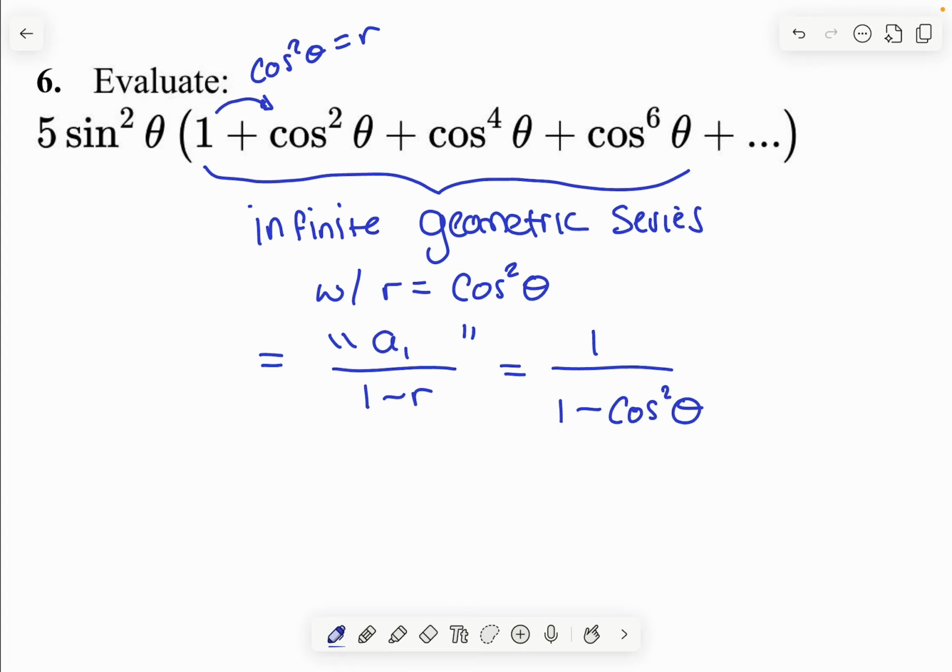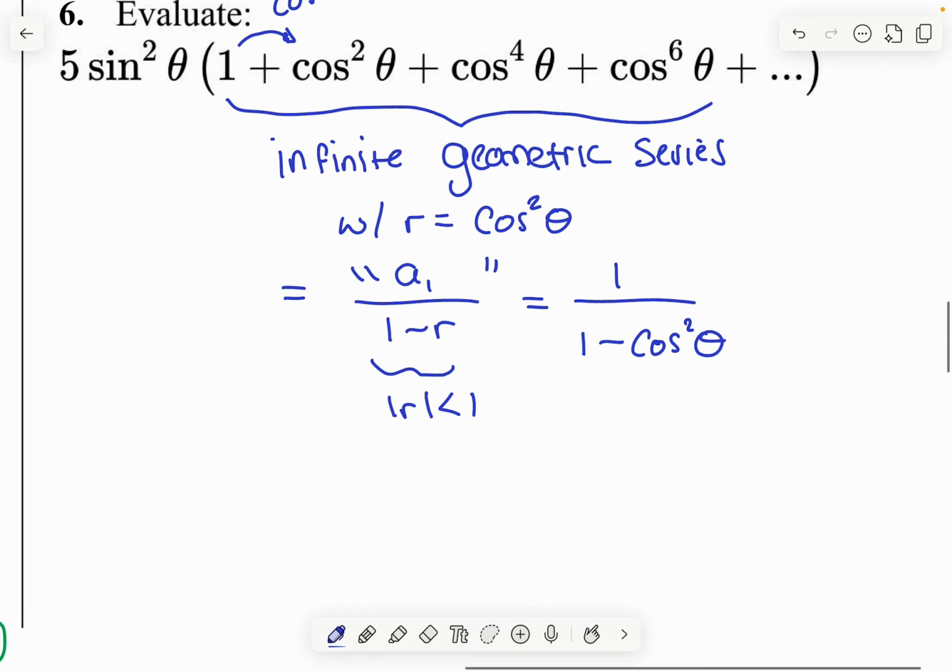I should say this, remember, this formula only works when the absolute value of r is less than 1. So this wouldn't work when theta is equal to anything that makes cosine squared equal to 1, which would be pi, any multiple of pi, basically. So I should say that, but we'll just leave that aside as a side note.